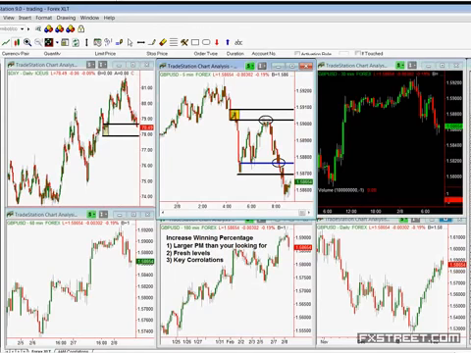Now, the downside to doing this, you're going to get a lot of winners, but you're going to miss out on some bigger profits, right? Remember, there's an upside and a downside to all this stuff, right? So you just have to balance that out and do what you're comfortable doing.